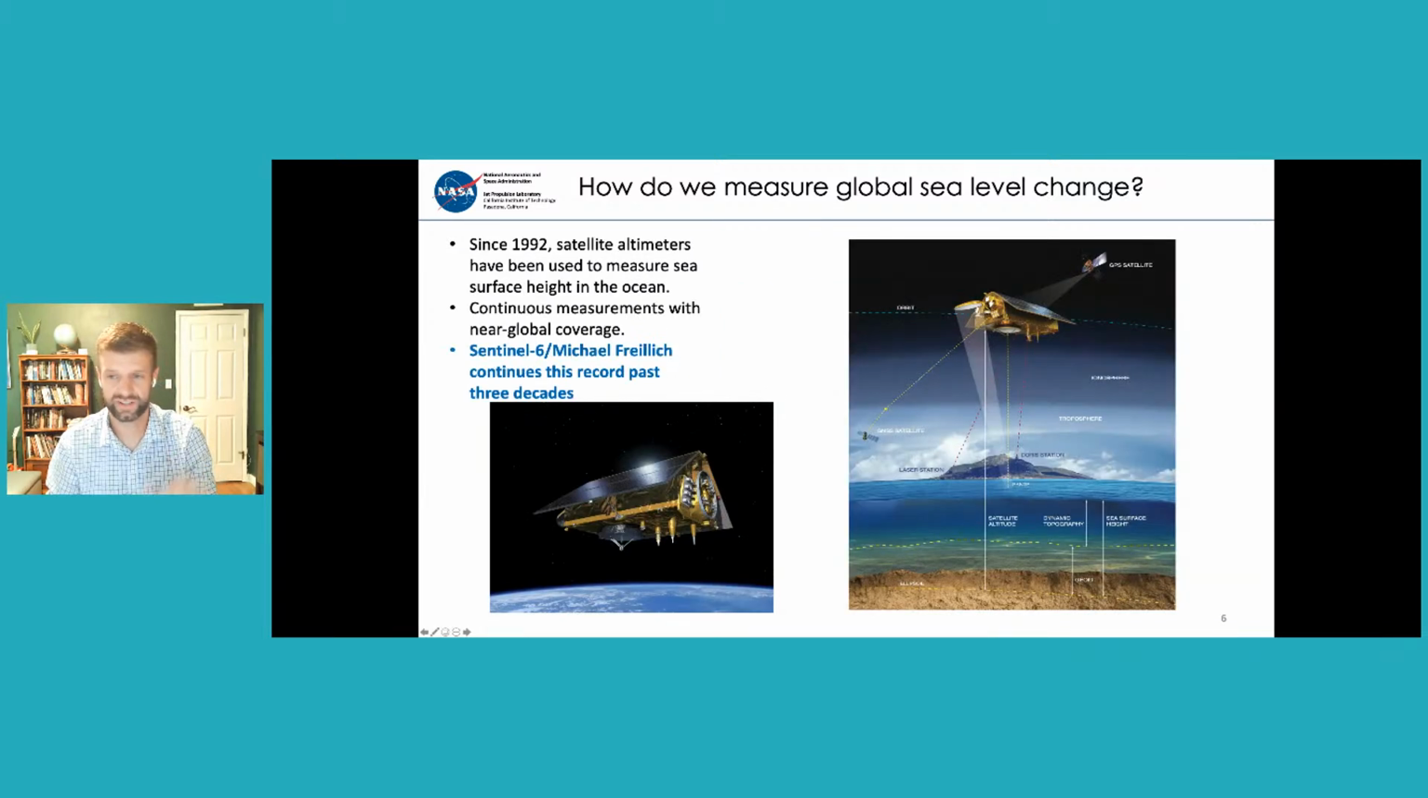All right, so if we shift gears here, now we have satellites. Over the past roughly 3 decades, since 1992, we've had these satellite altimeters flying around the ocean, making measurements of sea level rise, very broad scale. So we don't have these gaps, and I'll show that in just a second. But we have this continuous measurement with near global coverage. And when I say continuous, it hasn't been one satellite flying from 1992 to present. We've had a series of satellites that we can kind of stack up. They've always had overlap and really try to make this continuous record of sea level change.